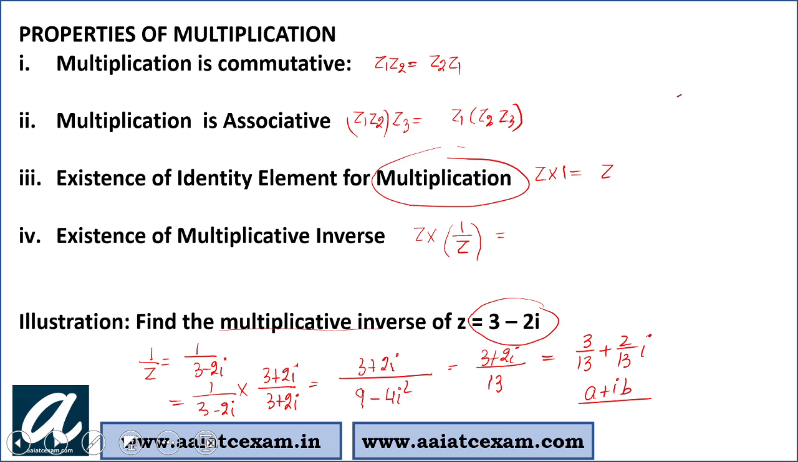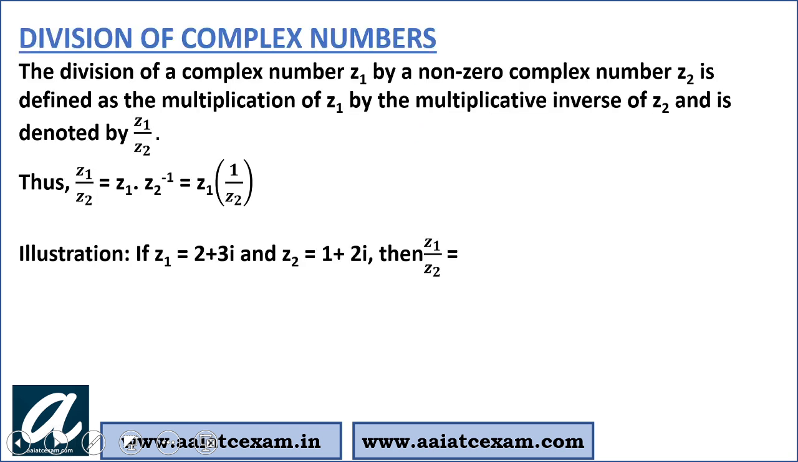Now students, let's solve division of a complex number. So the division of a complex number z1 by a non-zero complex number z2 is defined as the multiplication of z1 by the multiplicative inverse of z2. What do you mean by this, students?